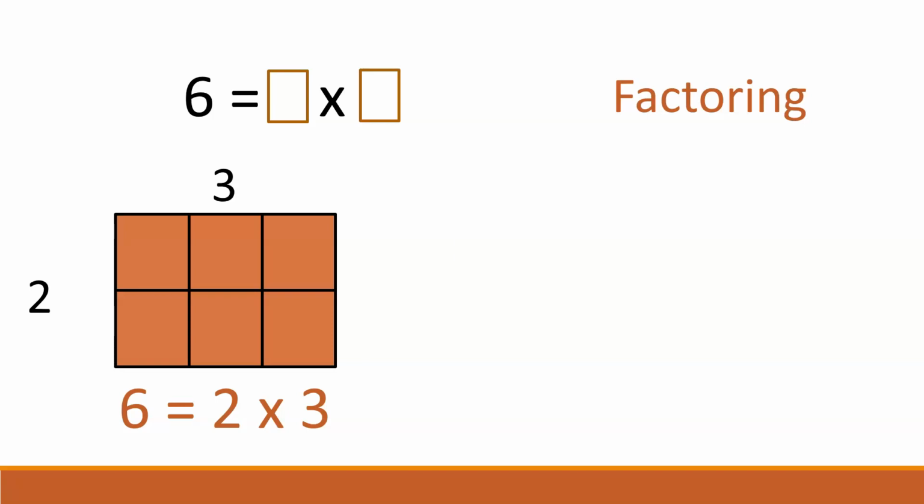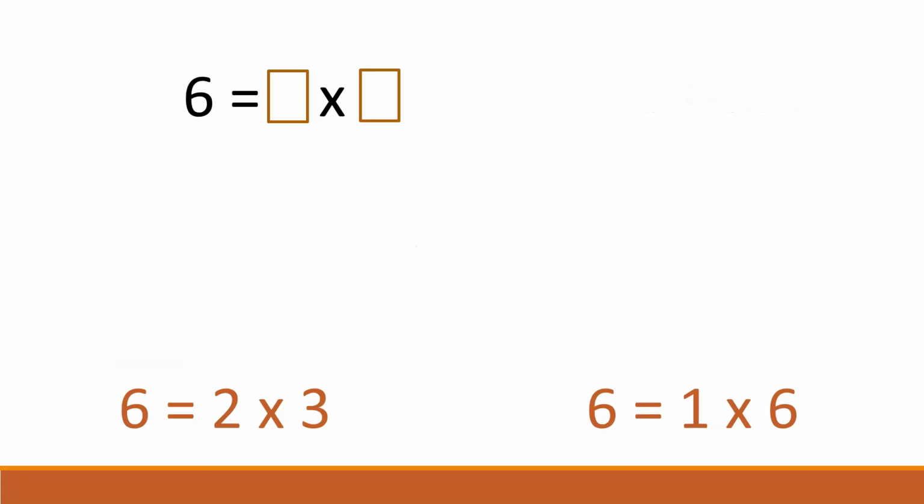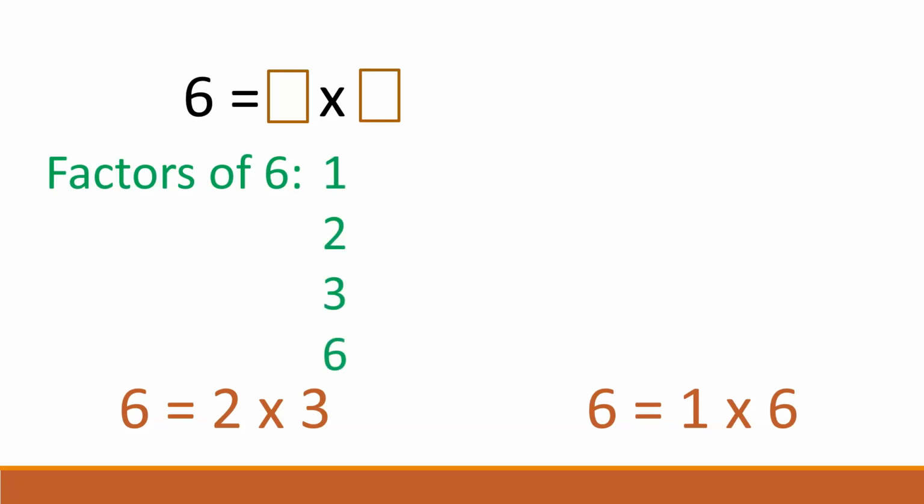But there is another way to factor 6. We could say that 6 is the same thing as 1 times 6. So when it comes to factoring, there is sometimes more than one way to factor an expression. Now, since 6 is 2 times 3, and it's also 1 times 6, we can say that the factors of 6 are 1, 2, 3, and 6.